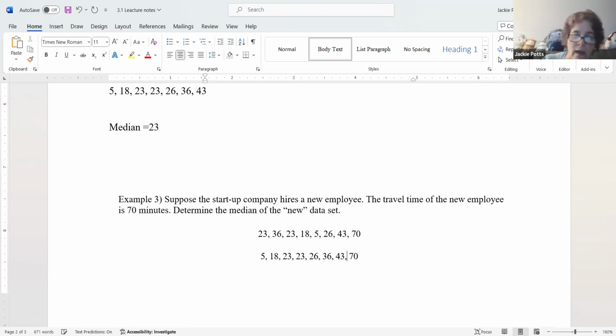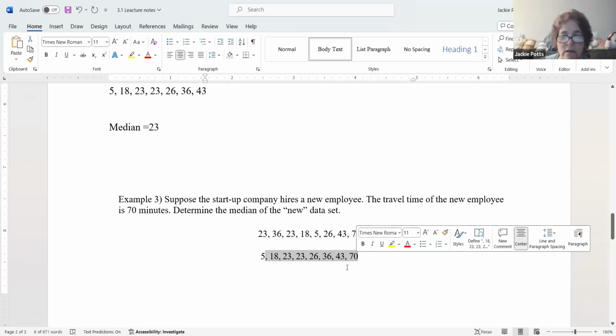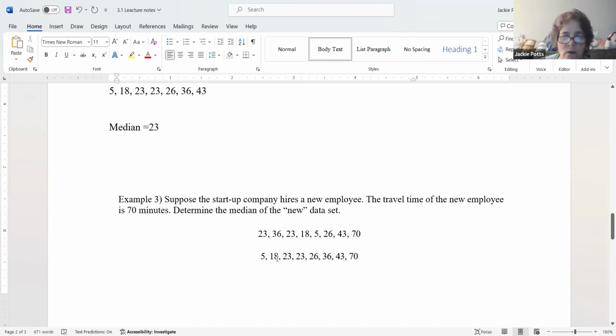And again, I count the digits. Well, this time it comes out even. So that means I have to take the middle two numbers and add them together, and I get 49. And then I take 49 and divide that by 2. Basically, I'm finding the mean or the average of the middle two numbers. This is how we do it when we have an even data set.